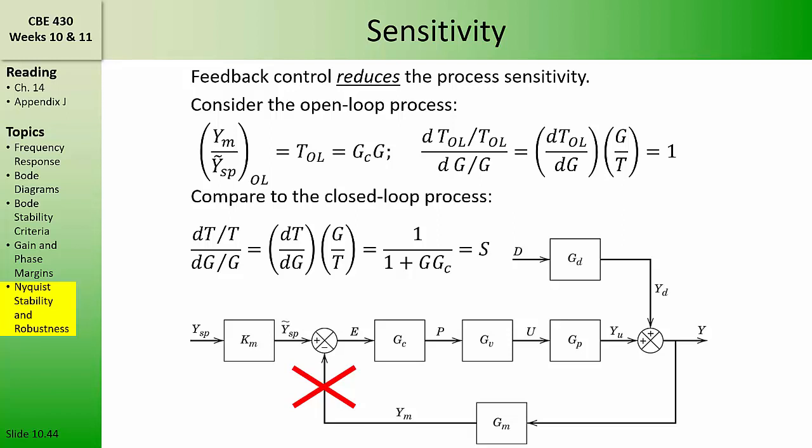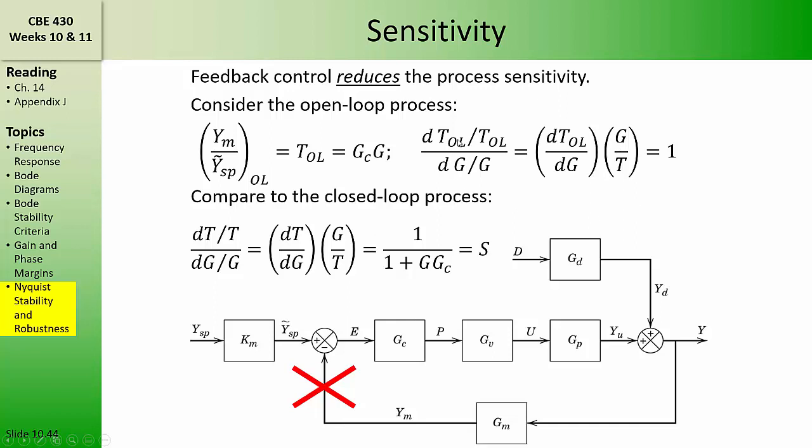The open loop process is one for which the feedback control loop is disconnected at the comparator, so that when there's a set point change, that will result in a change in the measured value of the controlled variable, but will not feed that change back in to calculate the error signal. In this case, we might formulate an open loop complementary sensitivity function, T_OL, which is just the product of G_C, G_V, G_P, and G_M, or G_C times G.